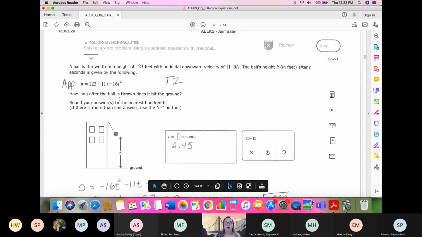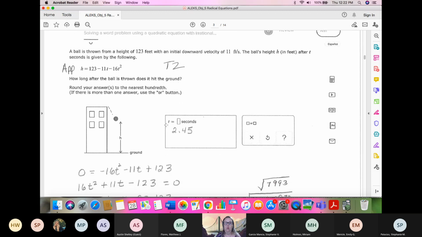So we want to know how long after the ball is thrown does it hit the ground? What is the height on the ground? How far is the ball above the ground when it hits the ground? What is the height of the ball on the ground relative to the ground? 123 feet. No. So 0. 0. That's correct.